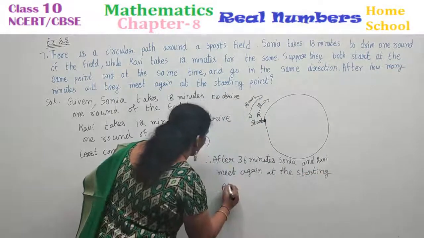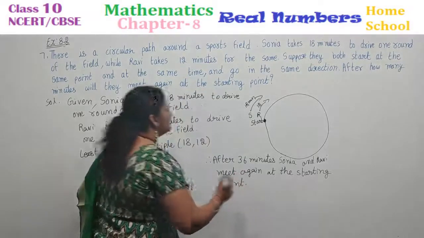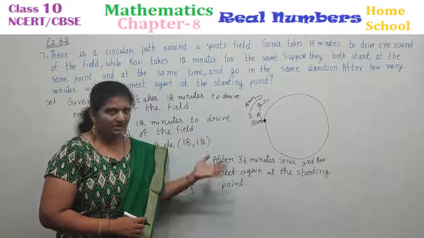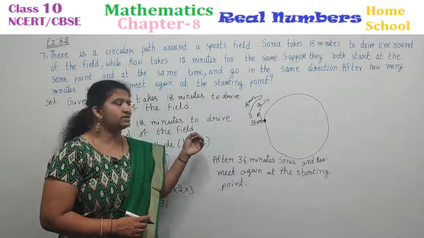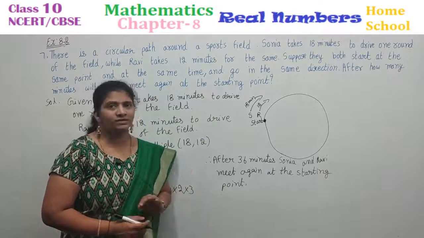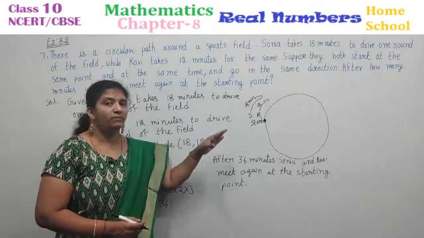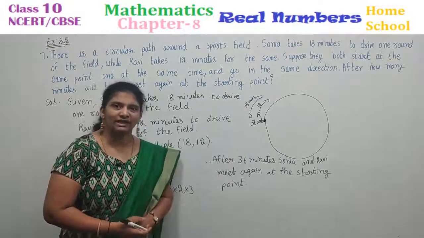Similarly, children, they may ask you any other question. So 2 people here, there, 3 people, 4 people like this. If they ask, you just find the least common multiple of all the numbers. That means after that many minutes, the 4 people are going to meet at the starting point.